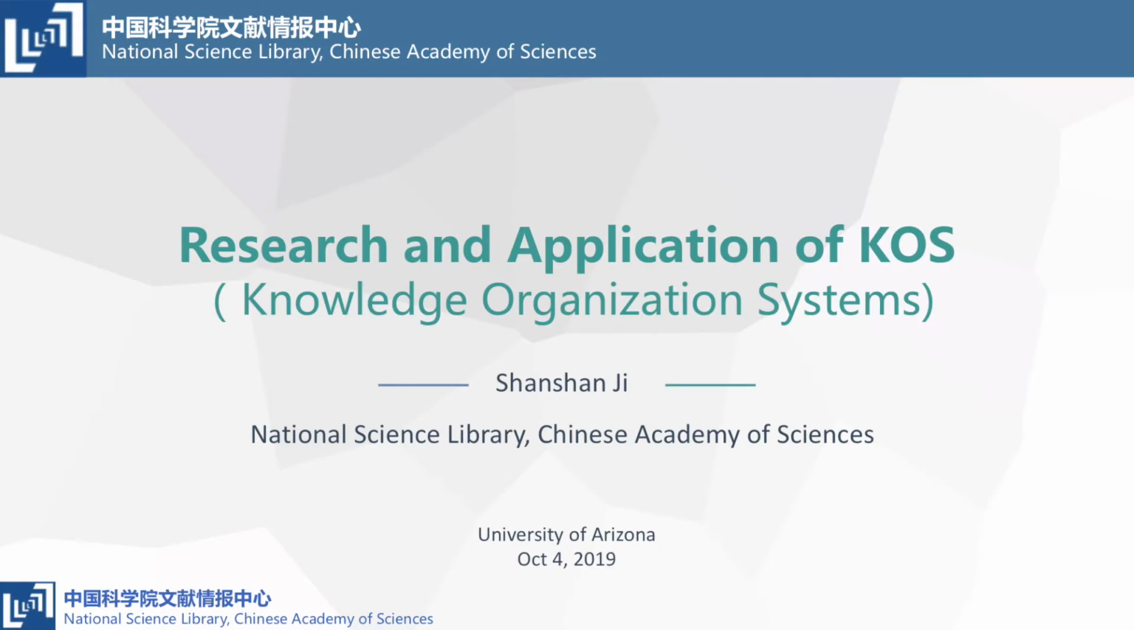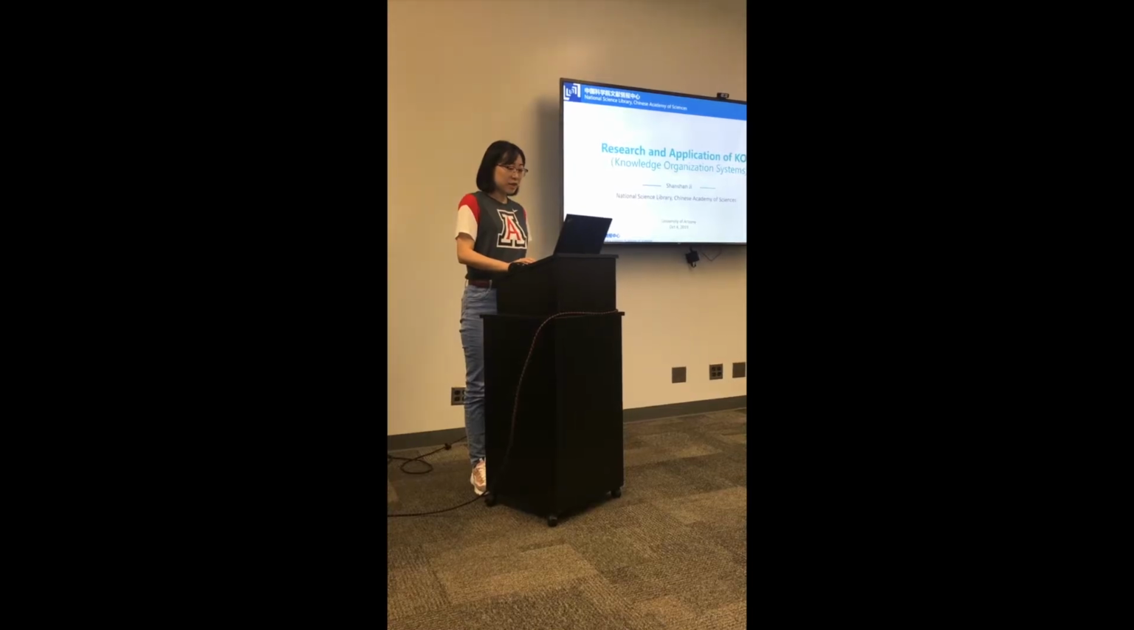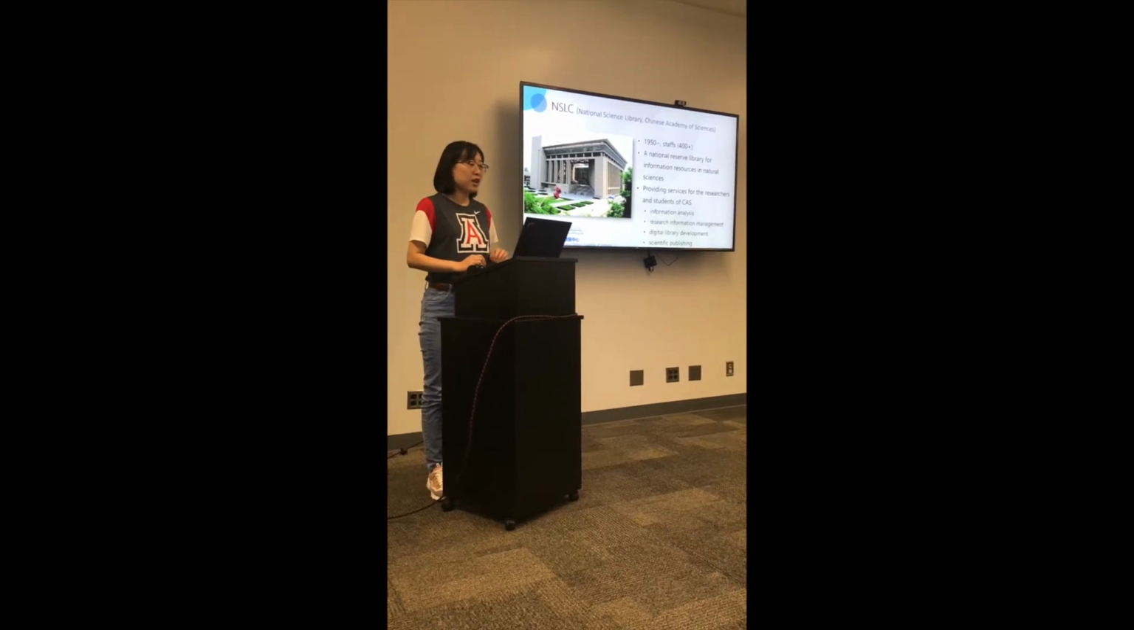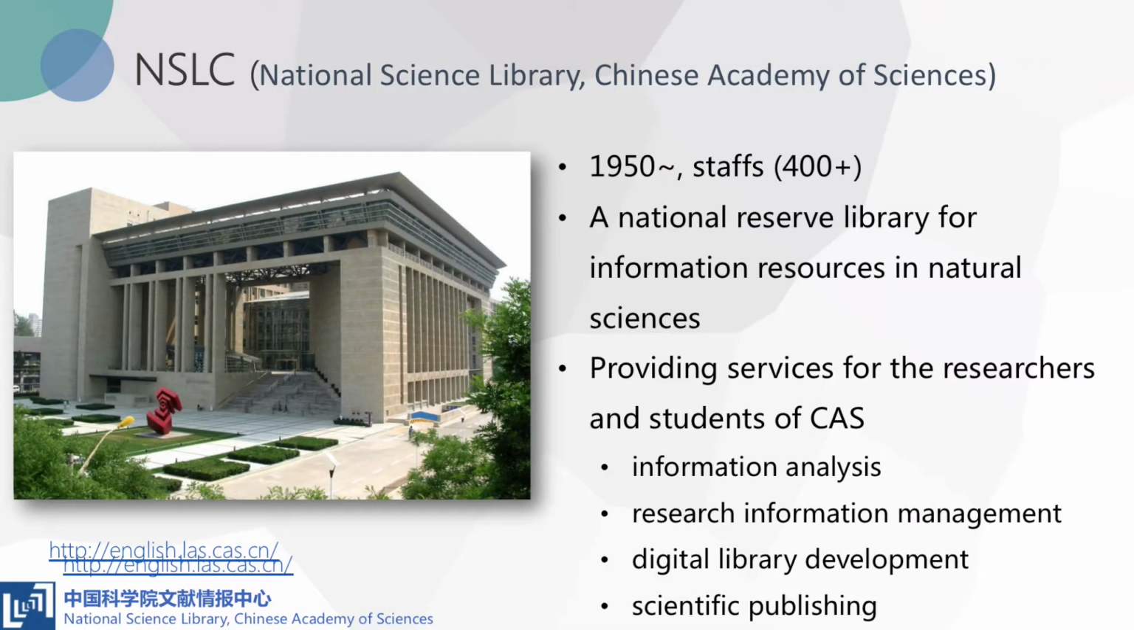It's my honor to be here to share some of our projects related to knowledge organization. So let me introduce my library first. Its whole name is National Science Library of Chinese Academy of Sciences. It was founded in 1950 and now it has more than 400 staff.